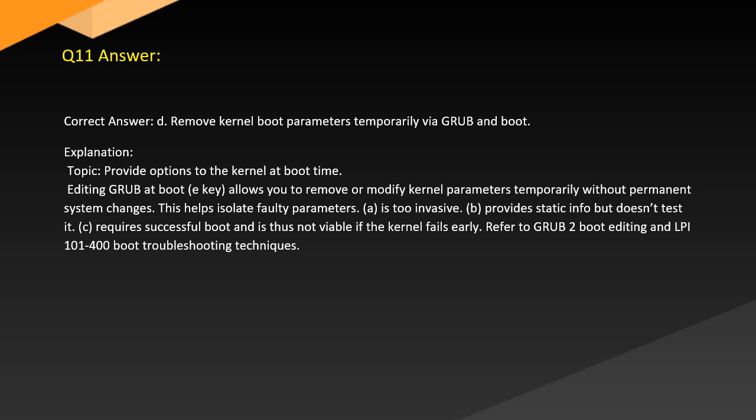Explanation. Topic: provide options to the kernel at boot time. Editing GRUB at boot with the e key allows you to remove or modify kernel parameters temporarily without permanent system changes. This helps isolate faulty parameters. A is too invasive. B provides static info but doesn't test it. C requires a successful boot and is thus not viable if the kernel fails early. Refer to GRUB 2 boot editing and LPI 101.400 boot troubleshooting techniques.